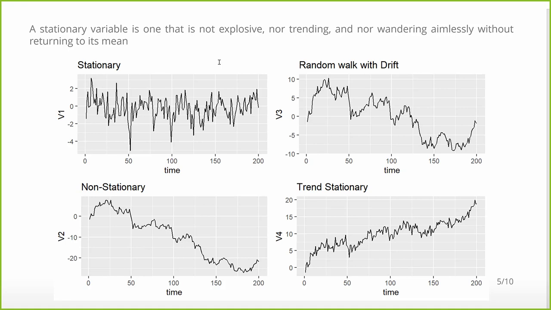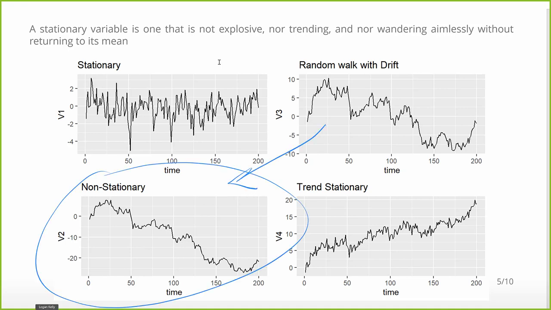All right, the next one here is random walk with drift. And so with this one, we have yt, it's going to be just like the non-stationary one, only we've got a constant in there. So you've got yt equals some delta plus 1 yt minus 1 plus epsilon t. And that's a random walk with drift.